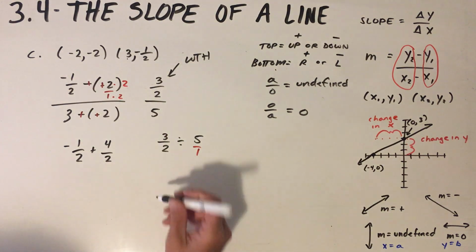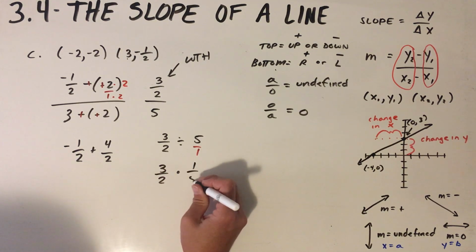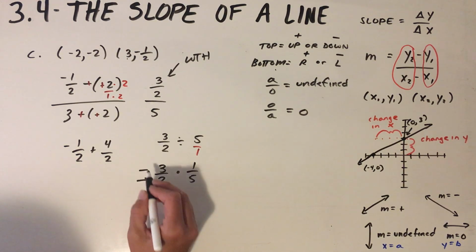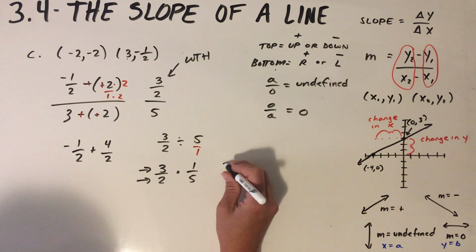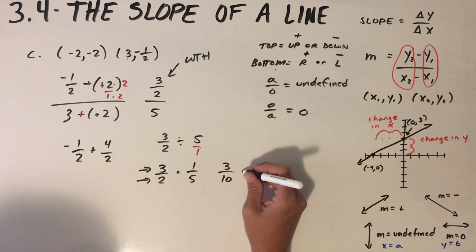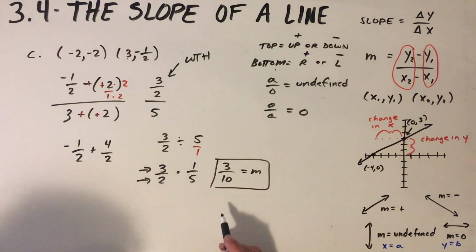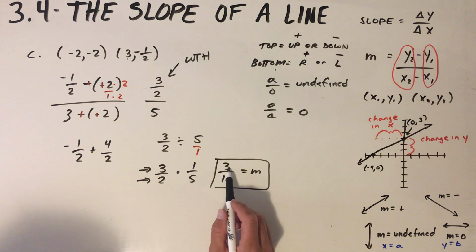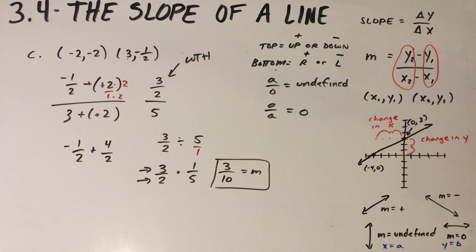Well, this 3/2 is going to stay, and I'm going to copy dot flip, and then I'm going to multiply straight across the top and straight across the bottom. So I'm going to get 3/10. Okay, now this is a slope that I can interpret. So this here is my slope. This is a positive slope, and it means that for every 3 I go up, I'm going to go right 10. Okay, so that is the slope of the line C.